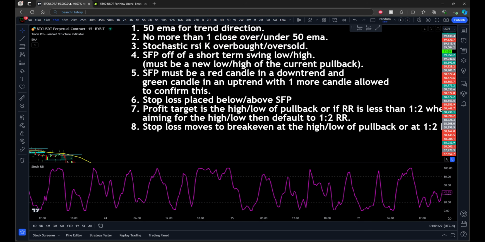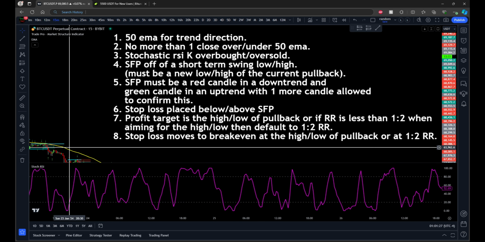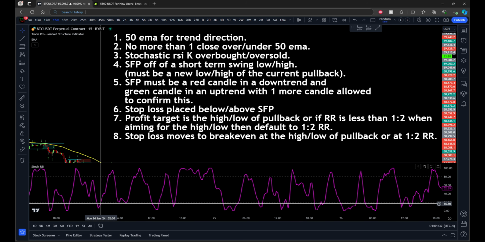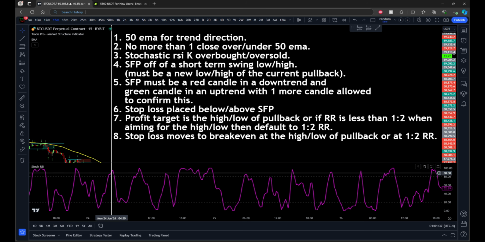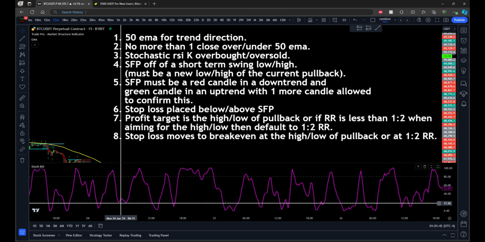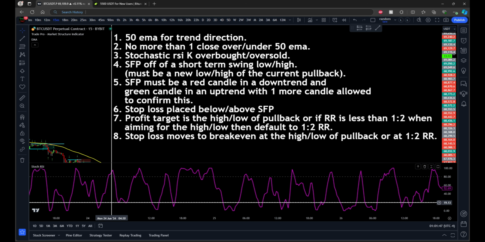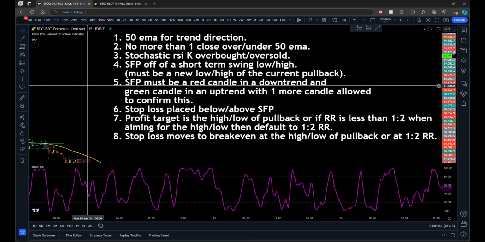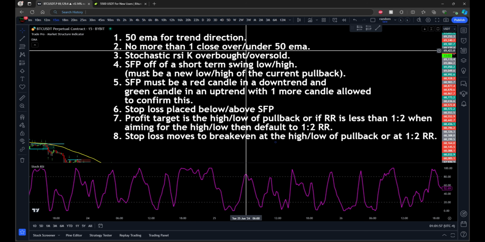So first rule, as you can see, I've listed everything out here. We have the 50 EMA for the trend direction, that yellow line. If price is trading below the 50 EMA, then we're looking for the stochastic RSI to go into the overbought territory. If the price is trading over the 50 EMA, then we're looking for our stochastic RSI to reset down into the oversold territory. That's the 80 and the 20 levels on the stochastic RSI at default settings. Another important rule is that we're not allowed to have more than one candle close over or under the 50 EMA.